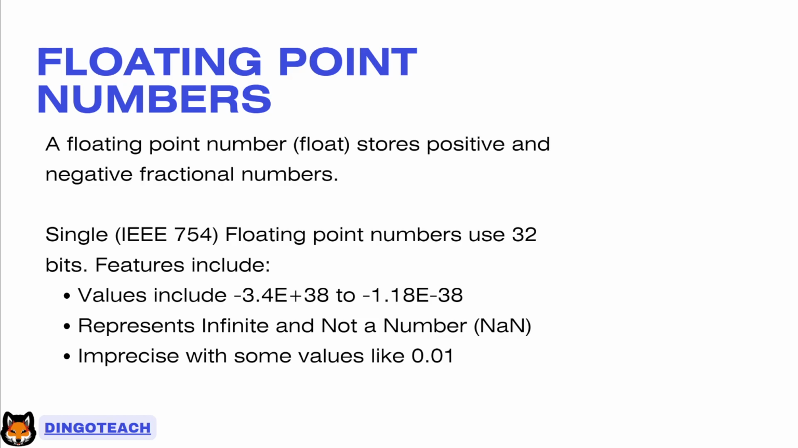Okay, so if you want a fractional number, use a floating point number. Single floating point numbers use 32 bits, also known as 4 bytes, for their data. And its features include, have a look at this number down here. It is ridiculous. It can go from negative 3.1 times 10 to the power of 38.